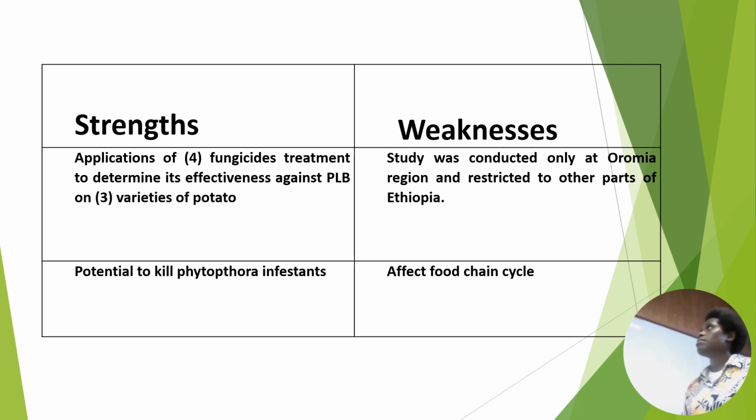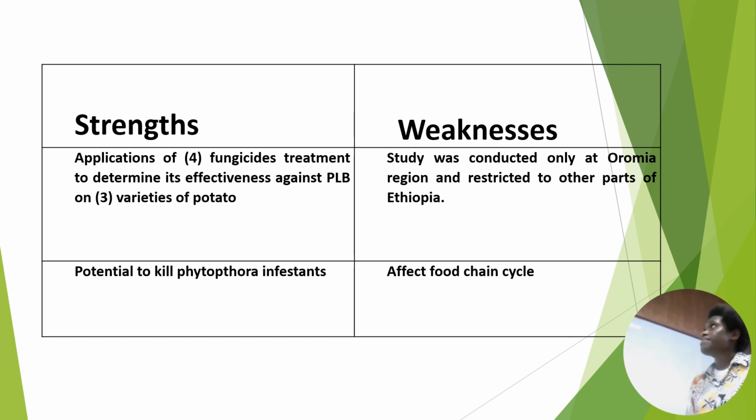The second strength identified from the passage is the potential to kill Phytophthora infestans. The study suggests that fungicides have the potential to effectively control potato late blight infections in potato crops. By using fungicides, farmers can reduce the risk of potato late blight outbreaks and protect their potato plants from significant yield losses.